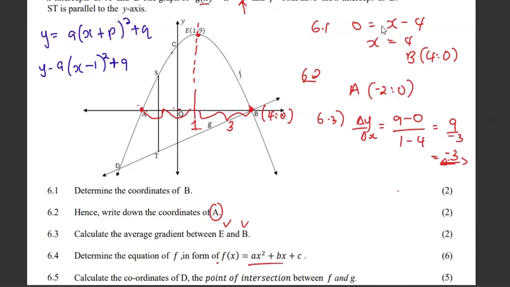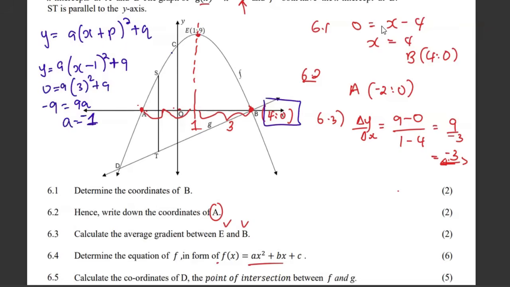And then let's get in a point, let's use 4 and 0. You can use negative 2 and a 0. I'll use the 4 and 0. So it's going to be a into 4 minus 1. That's going to be 3 squared plus 9 is equal to 0. Let's move that one that side. So 9a is going to be negative 9, meaning that a is going to be just a negative 1.